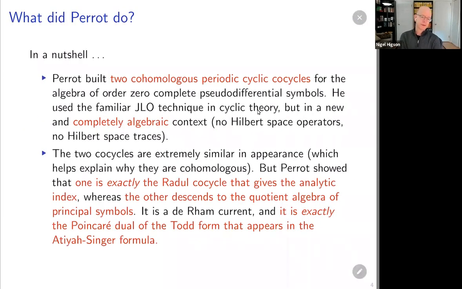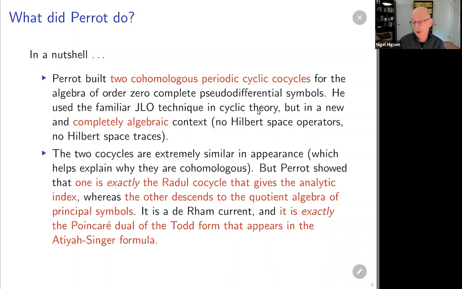Here's what Perrot did. He built two periodic cyclic cocycles, actually four, because there are two different versions of his theorem, but let's call it two. And they look like JLO cocycles, which to this audience doesn't need too much introduction. But as opposed to JLO cocycles, there's no Hilbert space in sight. There are no trace class operators in sight.